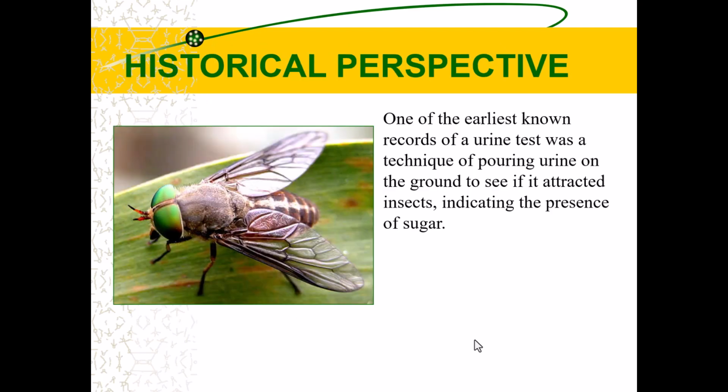One of the earliest actual known records of a urine test, however, so we kind of knew this all before, but they would actually take urine and spill it on the ground and see if insects would come. And if the insects were attracted to it, it indicated the presence of sugar. What disease do you think that is? Diabetes. Diabetes, right. So the first recorded lab test we had was urine, spilling it on the ground and watching for bugs.